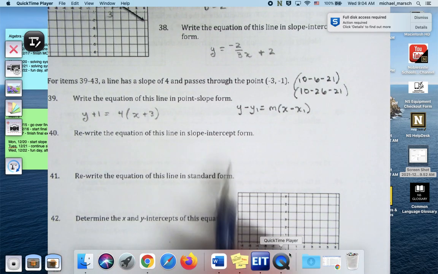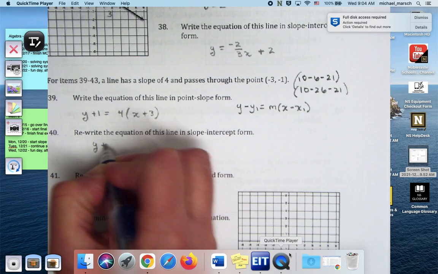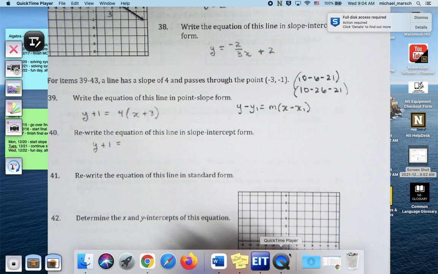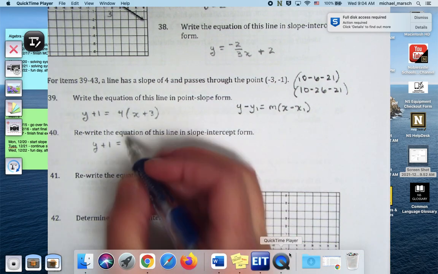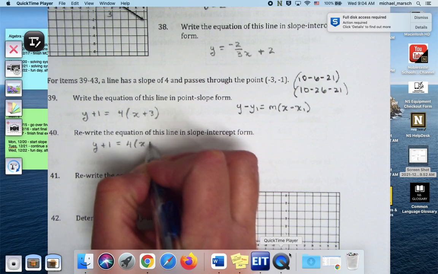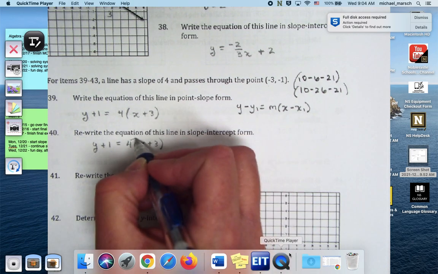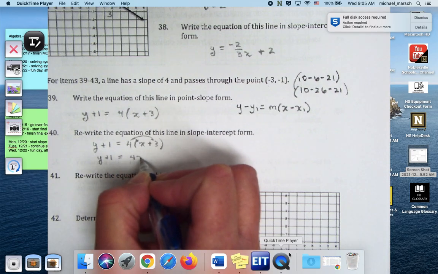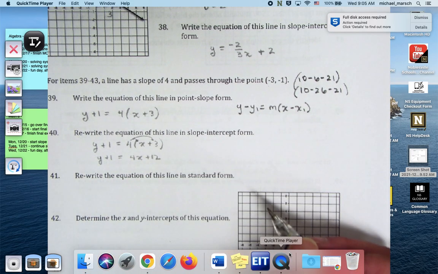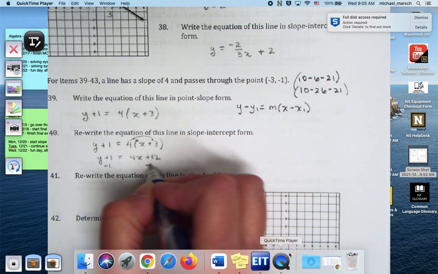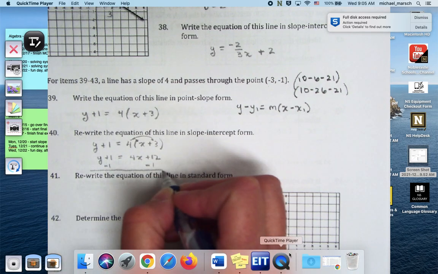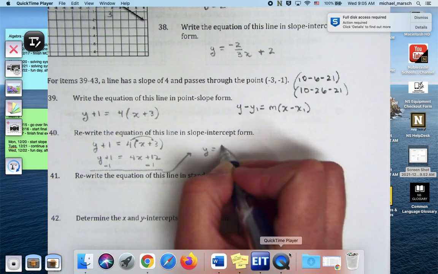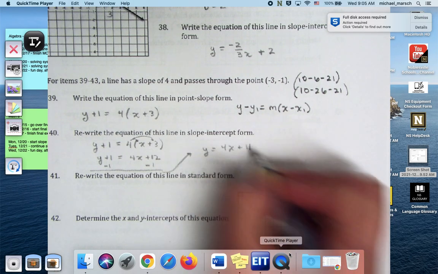Rewrite the equation in slope-intercept form. All right. So I'm going to take this, and I'm going to distribute the 4. Y plus 1 equals 4x plus 12. Subtract 1 from both sides. Y equals 4x plus 11.